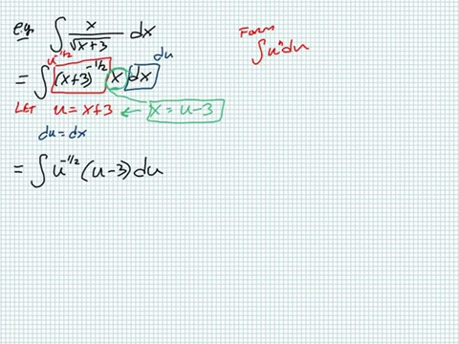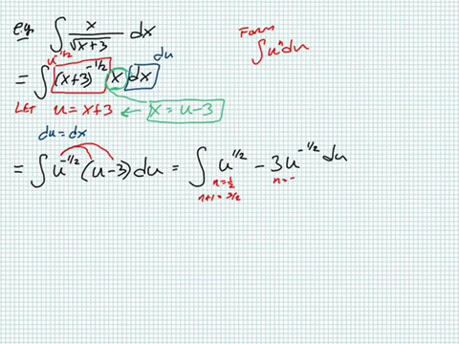Okay, so the next thing I want to do is, in order to integrate this, I need to get this in power rule form. So I'm going to multiply these two things out here. And if I do that, then I get the antiderivative of u to the negative 1/2 times u to the first power, which is u to the 1/2, minus 3 times u to the negative 1/2 du. Okay, so what I'm going to do now is take the time to make sure that I get this correctly. So here n is 1/2, so n plus 1 would be 3/2. And here n is negative 1/2, so n plus 1 is 1/2.